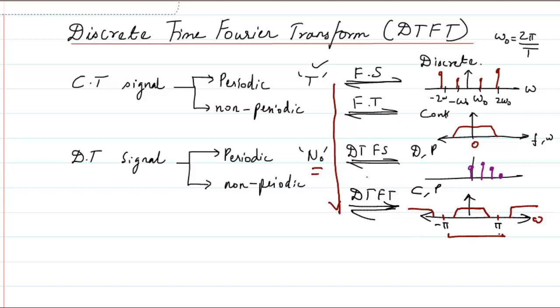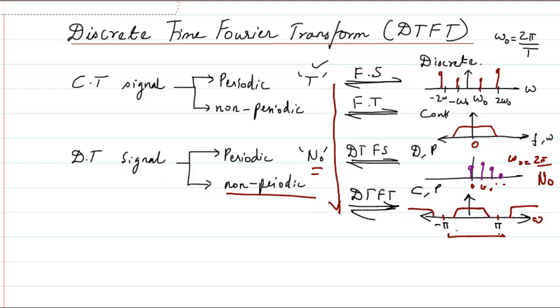Here, if it is n naught, omega naught is going to be equal to 2 pi by n naught. So this is 0, omega naught, twice omega naught, 3 times omega naught, like that. With this big picture in mind, let us look at the Fourier transform of the last set of signals, which is the non-periodic discrete time signals.